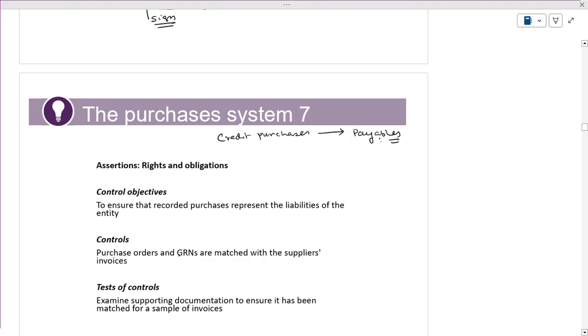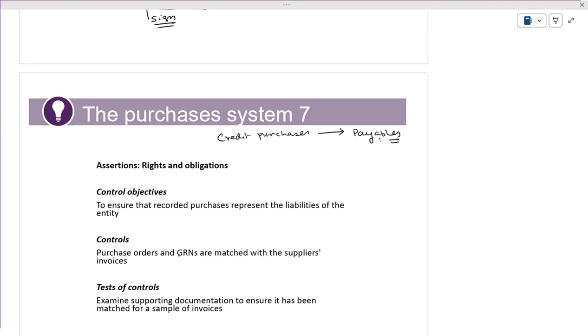Now we have to make sure that we are paying to the right person, for the right invoice, for the right goods they have supplied. Payment is not done just like that. Payment is more difficult; you need all the documents. Purchase order is there, goods received note is there, supplier's invoice is there. All three are matching, then only they will make the payment.